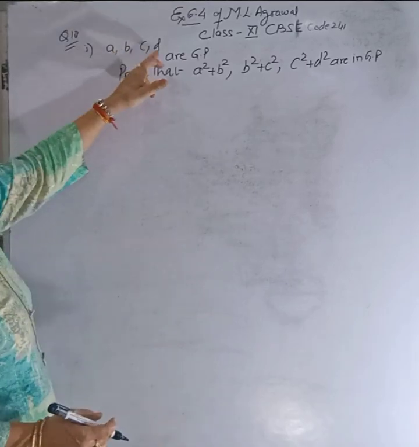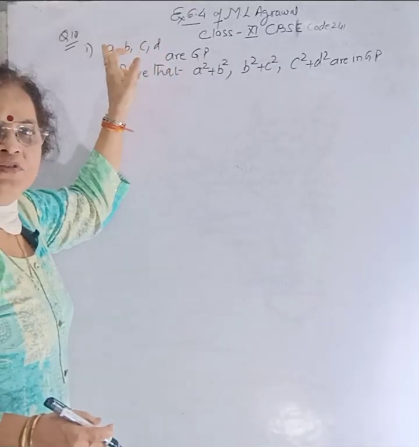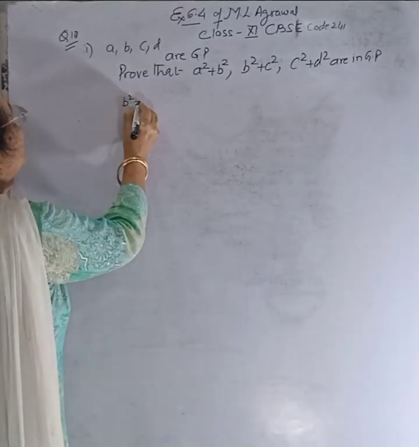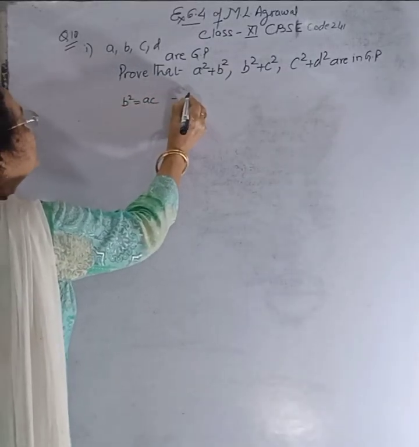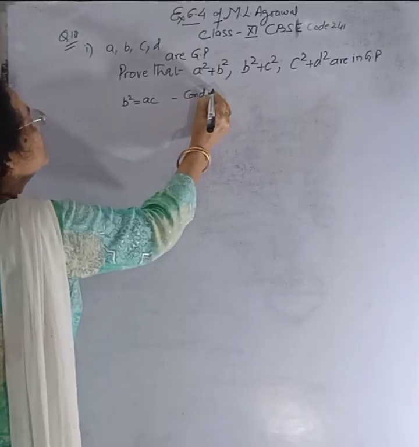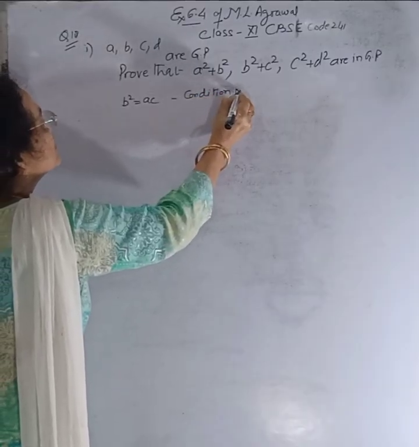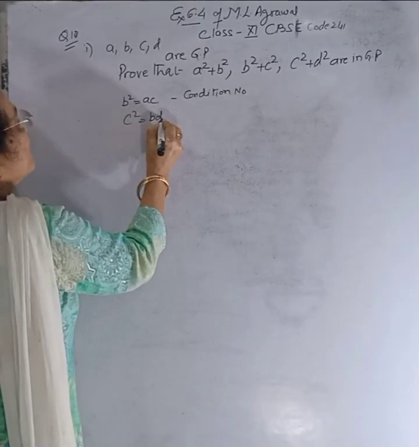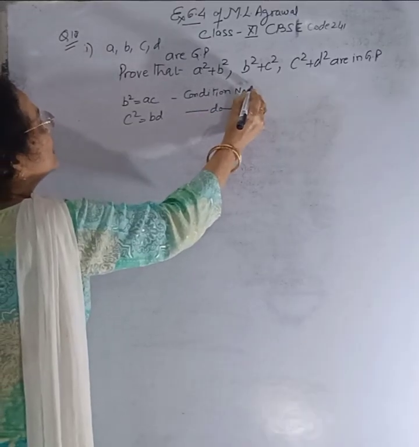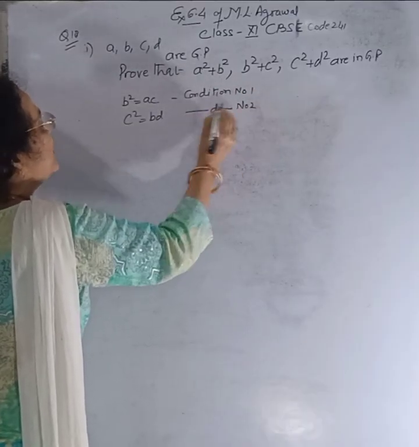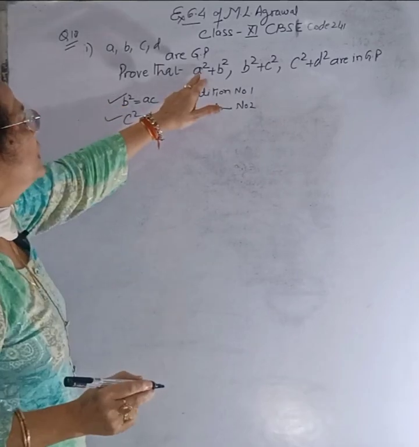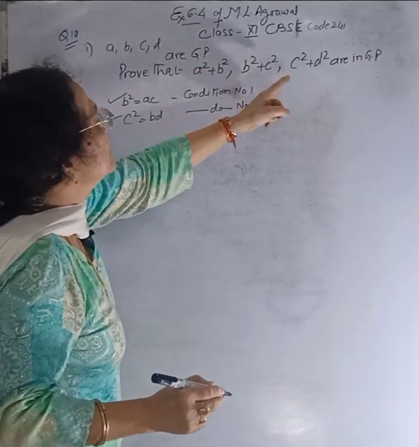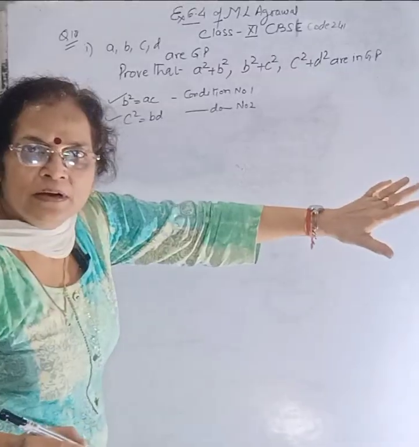If A, B, C, D are in GP, the condition for this is that B square is equal to AC, condition number 1, and C square is equal to BD, condition number 2. These are given to us. By using these two conditions, we have to prove that A square plus B square, B square plus C square, and C square plus D square will be in GP.